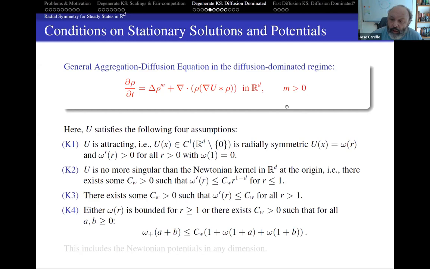So what I'm assuming on U is that U is always extremely attractive. That is, in the sense that it's a radially symmetric function and that it is increasing. This is what it means that it's attractive, with the choice of sign that I have here. I'm assuming that it's not more singular than the Newtonian kernel at the origin and that the behavior at infinity is either one of these two. And the objective is just to have that the Newtonian kernel, in any dimension, is included under these assumptions.